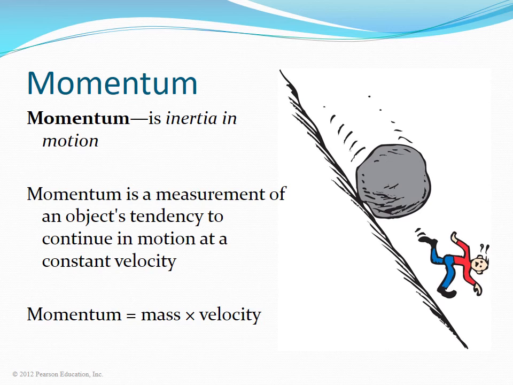Momentum can be defined as mass in motion. All objects have mass, so if an object is moving, then it has momentum. The amount of momentum that an object has is dependent upon two variables: how much stuff is moving and how fast the stuff is moving. Momentum can also be defined as the inertia, a measurement of an object's tendency to continue in motion at a constant velocity. The momentum of the object is equal to the mass of the object times the velocity of the object.